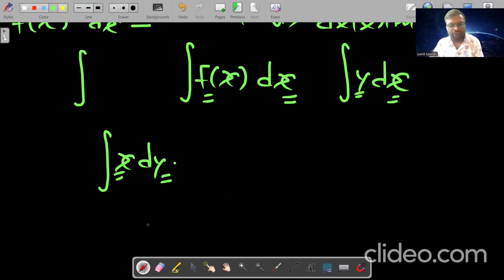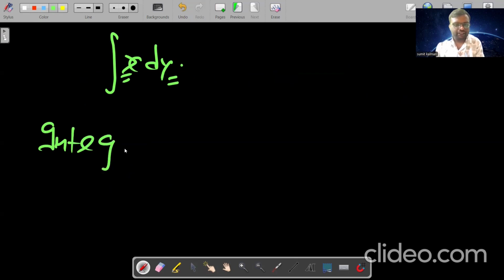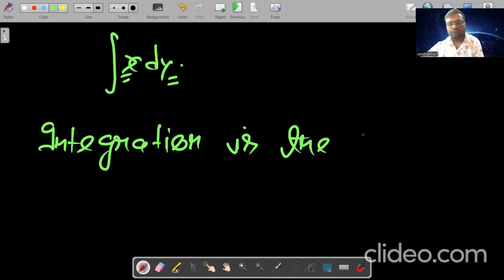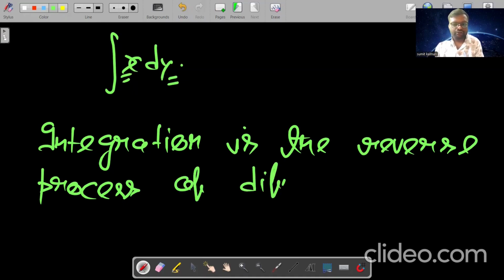And students, if you see the process of integration, integration is the reverse process of differentiation.